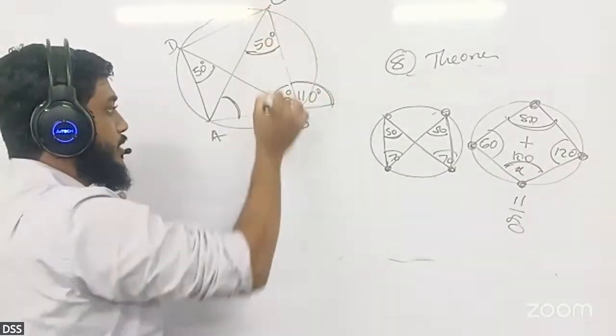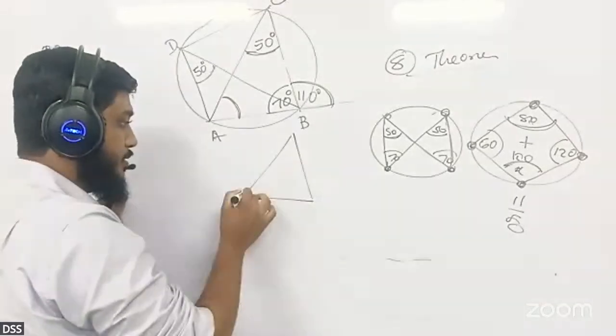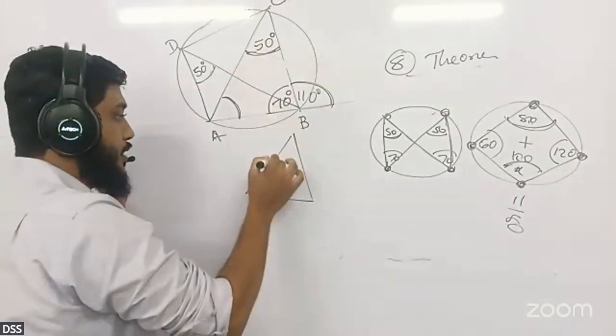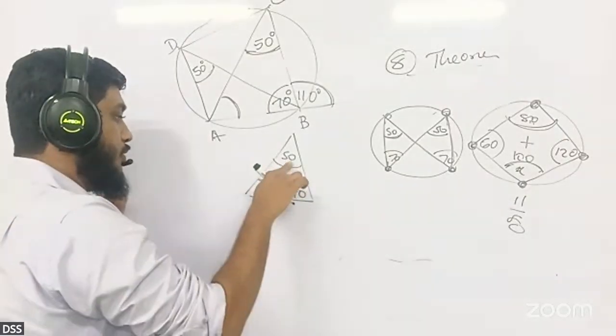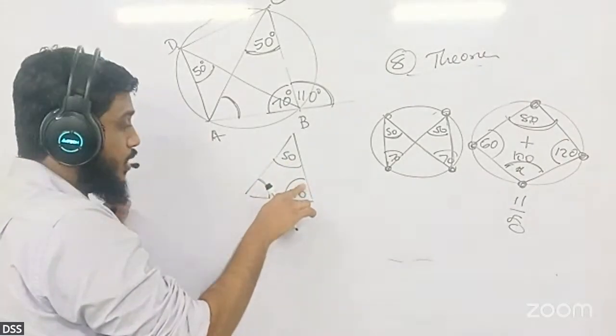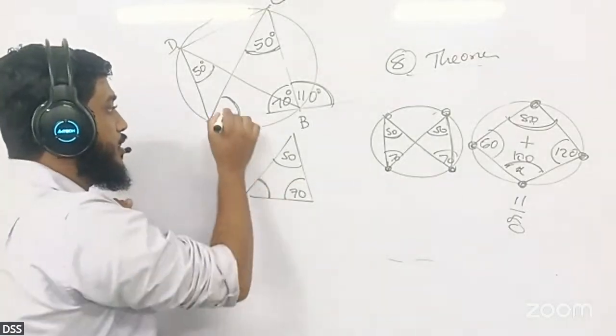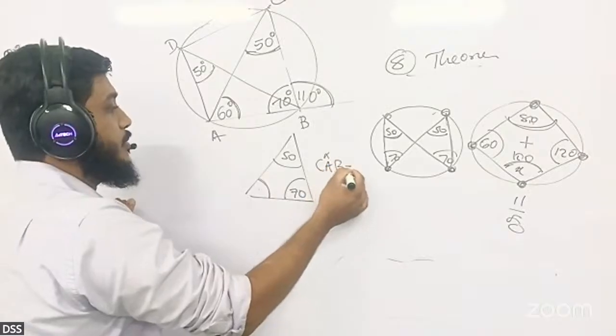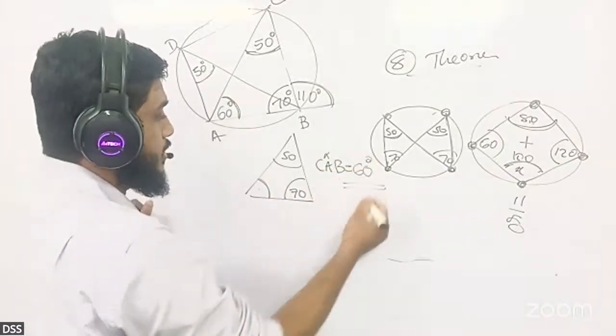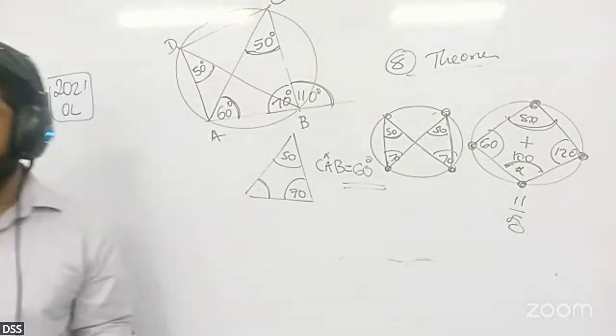Now when you take this triangle, see this triangle, children? In this triangle, this one is 50. This one is 70. Therefore, this angle should be how much? 50 and 70, 120. So this one should be 60 degrees. So directly after marking all these things, you can write CAB is equal to 60 degrees. You get full marks. No need to write even a single reason for this.